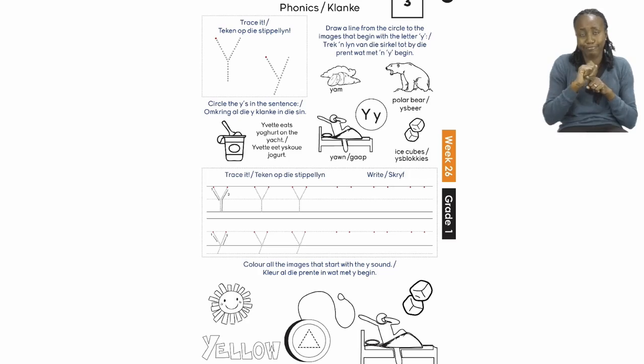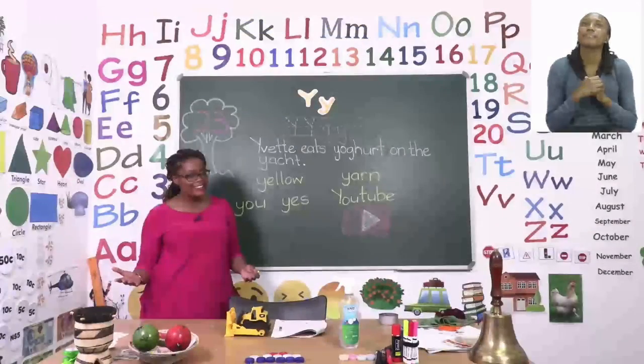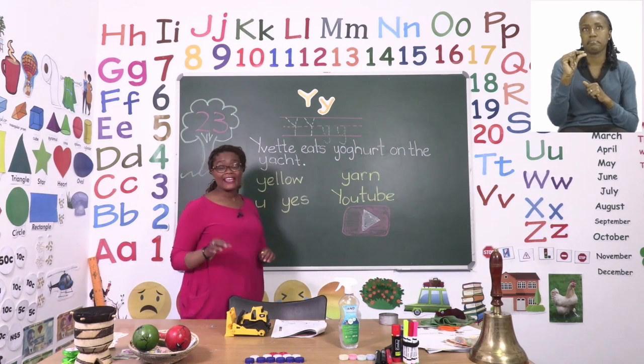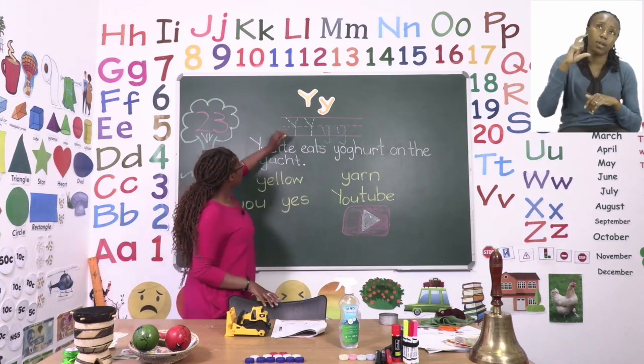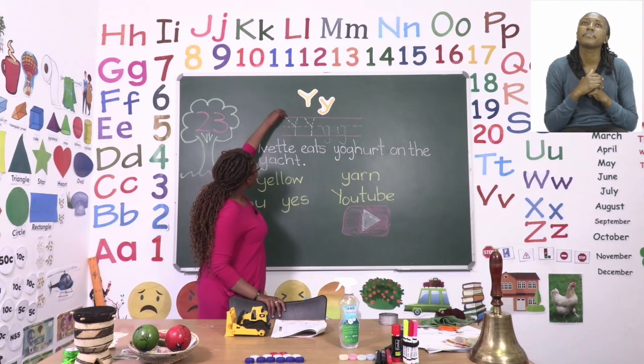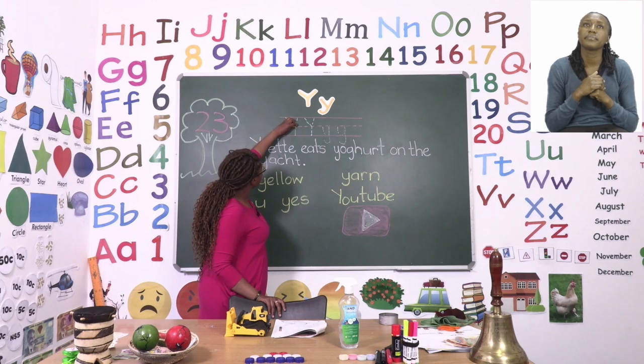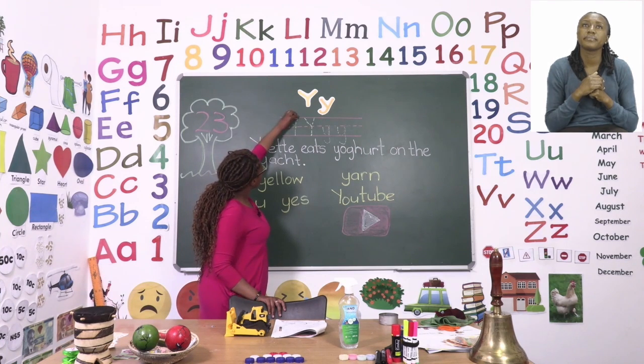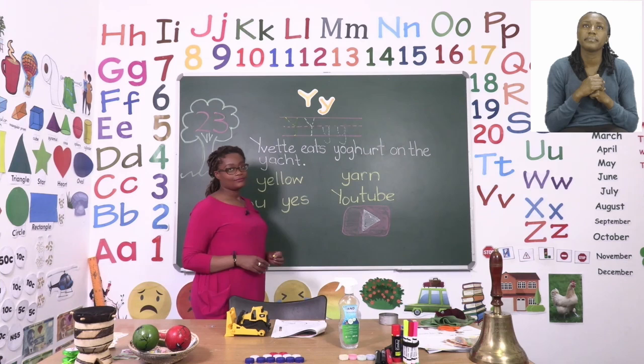Let's take a look at the board. Now I have big letter Y and small letter Y. So we're going to start with big letter Y. It starts at the top line and it makes a line going down. And then we lift up our pencil and then we start again at the top line and we go down to the bottom line. So that is big letter Y.